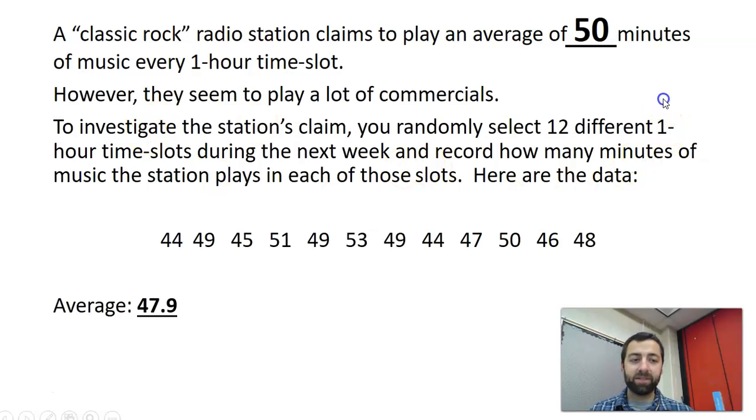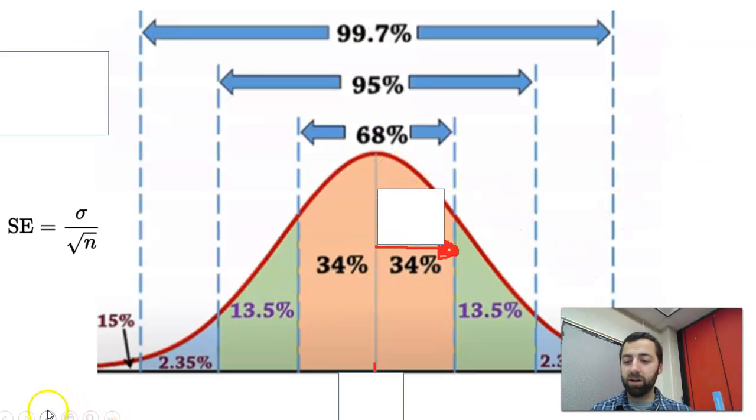So to do this, we're going to make use of the sampling distribution. We're going to assume initially that the radio station is telling the truth, that the average of all of those 1 hour time slots has 50 minutes of music playing on average when we look at the entire population of 1 hour time slots. And if that's true of the whole population, then that's also going to be the average of our sampling distribution. This is our sampling distribution.